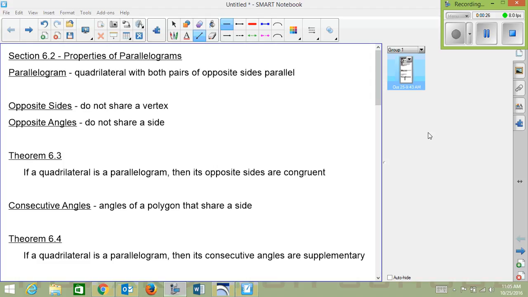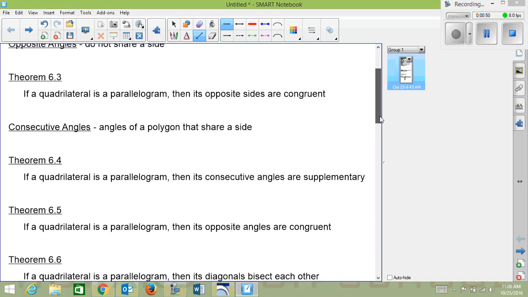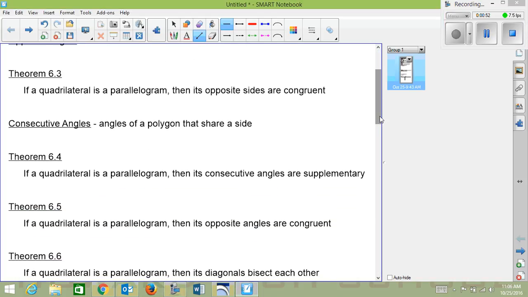Theorem 6.3 states that if a quadrilateral is a parallelogram, then its opposite sides are congruent. So the sides opposite each other have to be equal. Consecutive angles means the angles of a polygon that share a side, so basically the two angles on the ends of the side, they're in a row, consecutive. Theorem 6.4, if a quadrilateral is a parallelogram, then its consecutive angles are supplementary.